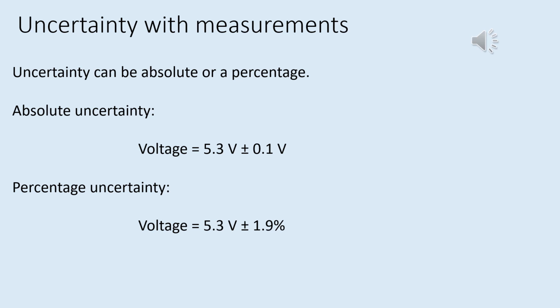We can also express this in terms of a percentage. So this is where we take this 0.1 volts and we see how much of this original 5.3 volts is this.